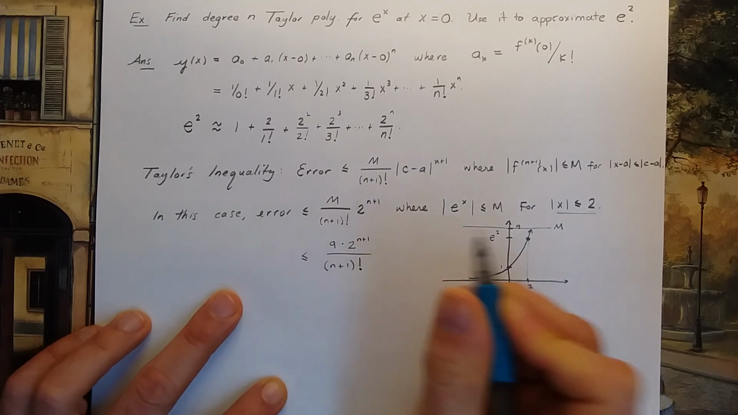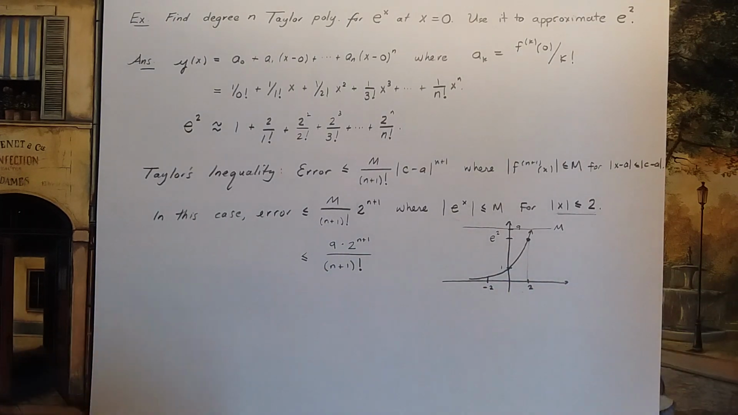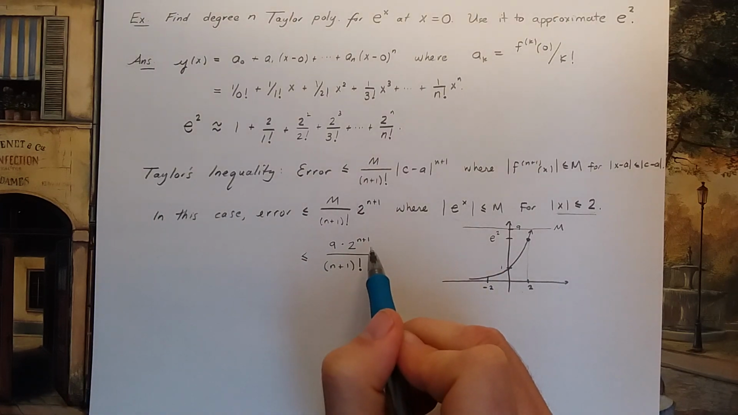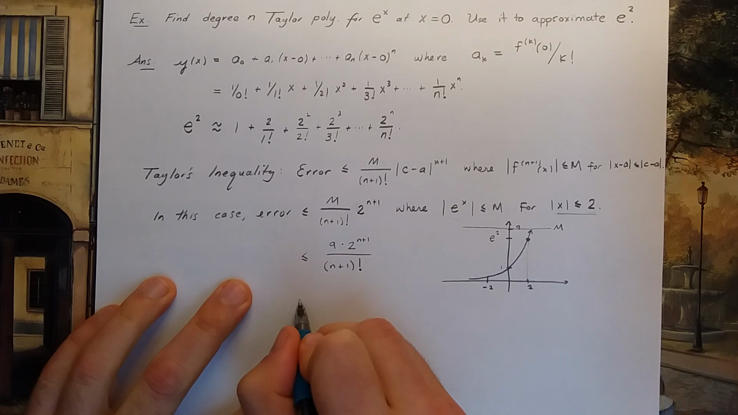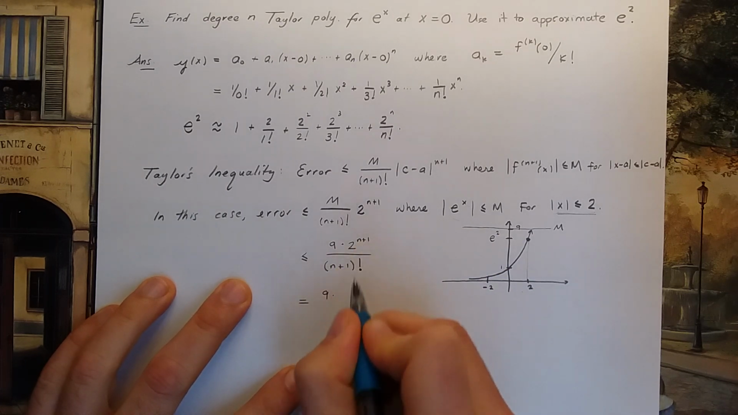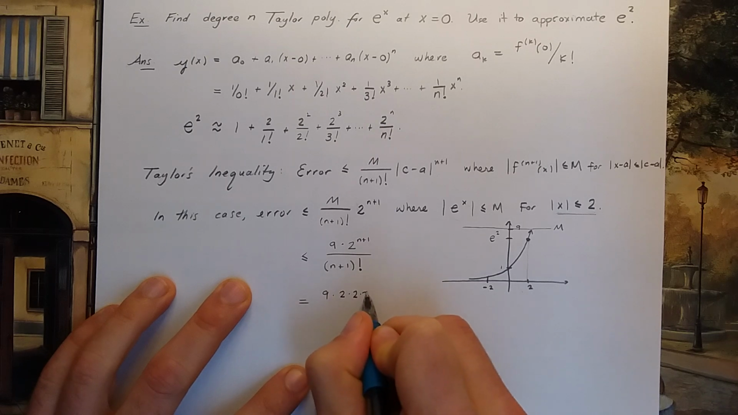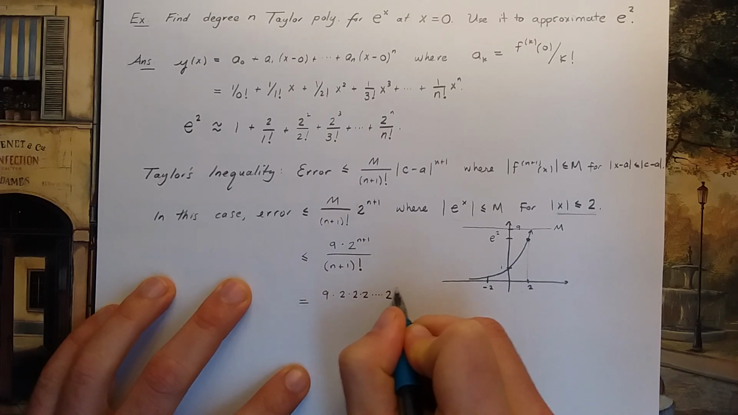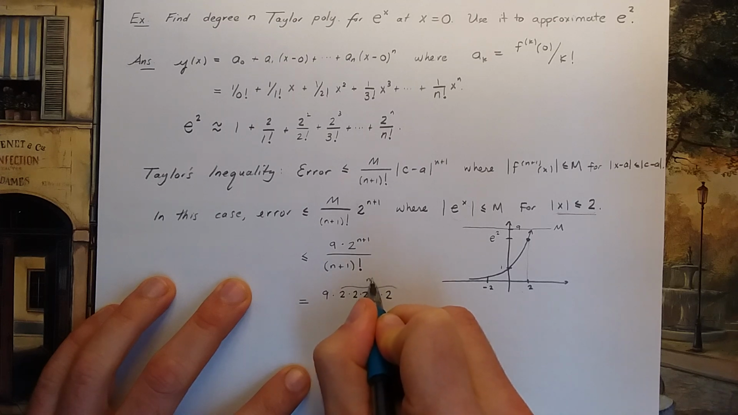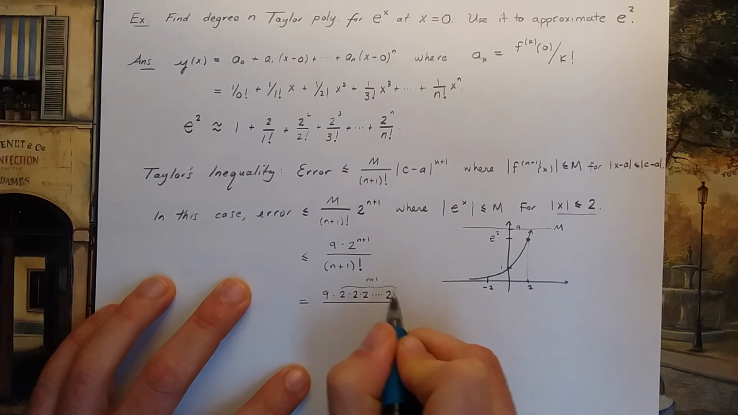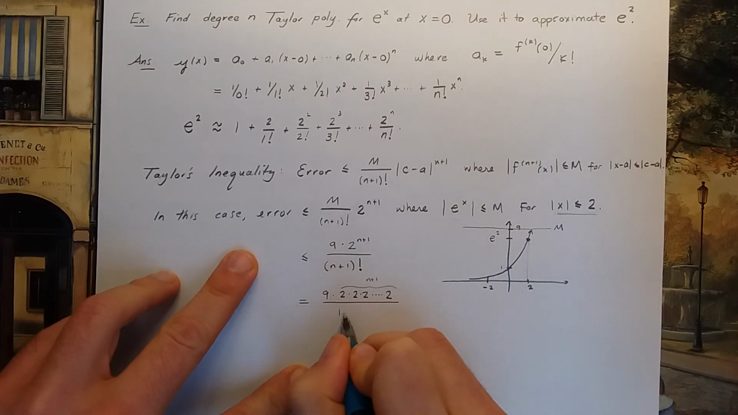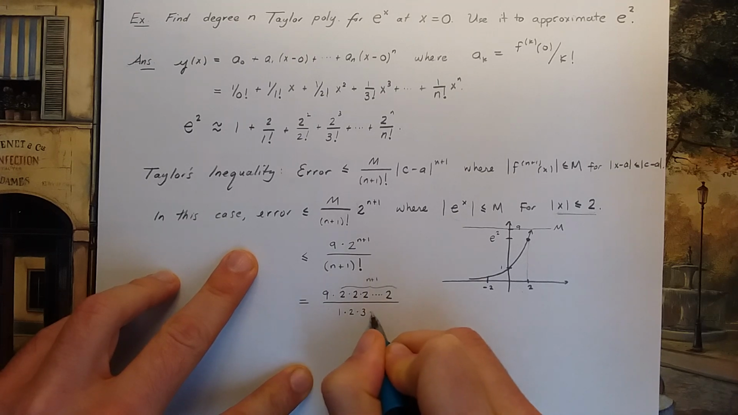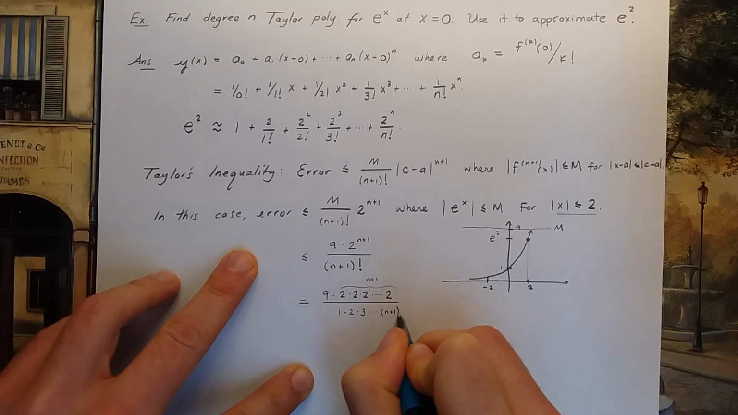plus 1 factorial. Now, if n gets bigger and bigger and bigger, 2 to the n plus 1 is going to be smaller than n plus 1 factorial. So you could think about it like this. This is equal to 9, and then I've got n plus 1 copies of 2. So 2 times 2 times 2, multiply a bunch of 2's together. I got n plus 1 2's. And on the bottom, I have n plus 1 factorial. That's the same thing as 1 times 2 times 3, all the way up until I get to n plus 1.